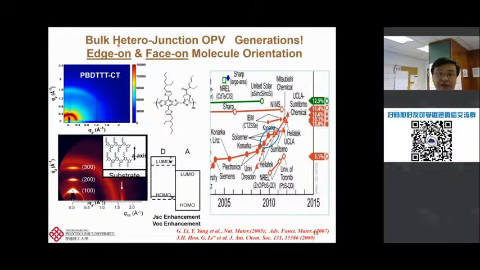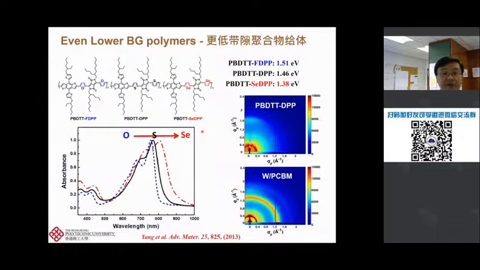So we have the bulk heterojunction OPVs, and we found that generation 1 and generation 2 both give you good quantum efficiency, but they actually have very different molecular packings. Here is the so-called edge-on, and this is face-on. And this actually influenced my research after going to Hong Kong too. Later, we did something at UCLA, developing this lower band gap polymer donor, and we can push things to go beyond the 1.4 eV band gap.